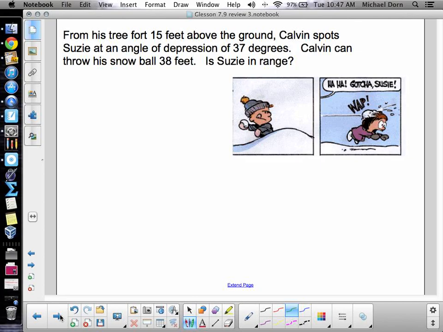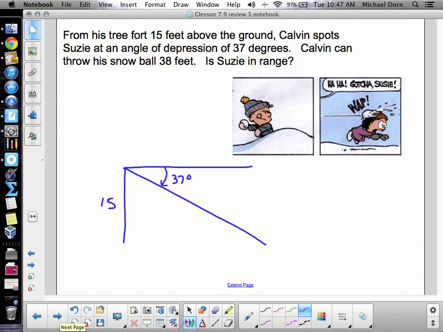So, what do we have to do? We have to draw a picture. He is 15 feet above the ground. Okay. Angle of depression is 37 degrees. So, angle of depression has to be taken from the horizontal. So this angle has to be the one that's 37 degrees. So this side to the ground over here is still 15 feet.